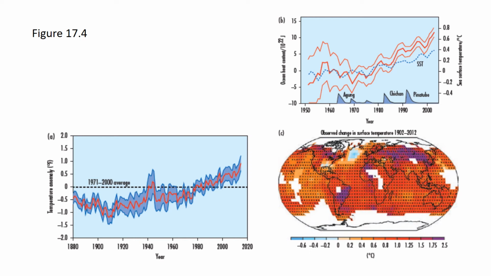Figure 17.4, a three-panel figure. First of all, showing anomalies in sea surface temperature from 1880 through to 2020. And this is shown relative to the average sea surface temperature from 1971 to 2000. So that's the zero change horizon that you see in the diagram.